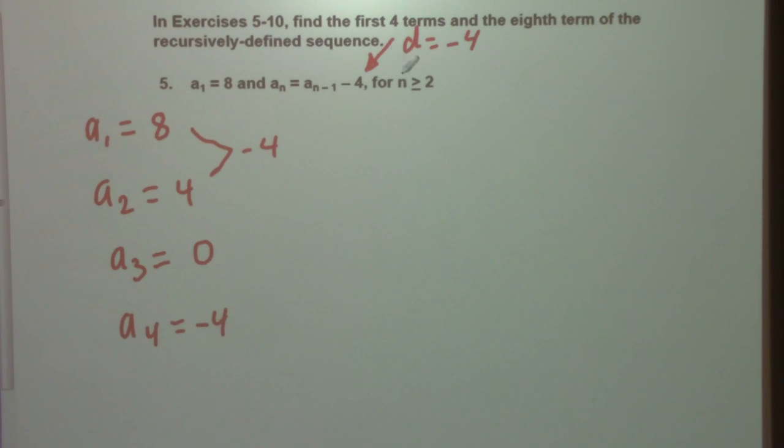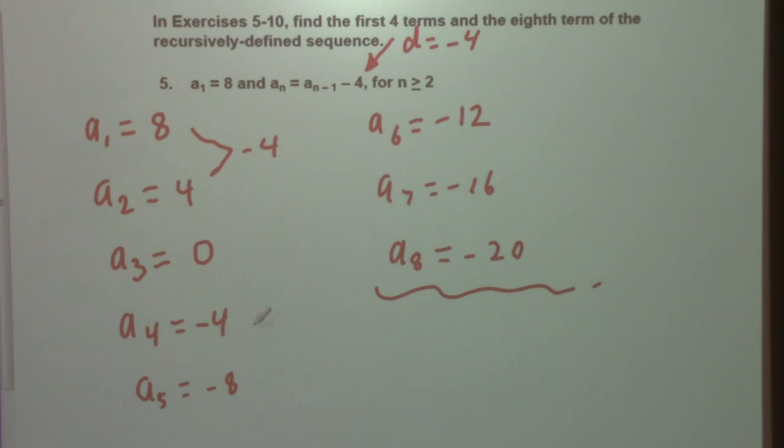Now it says find the 8th term. Well, we could continue in that pattern, right? I'll just do that quickly. A sub 5 is equal to -8. A sub 6 is equal to -12. A sub 7 is equal to -16. And finally, a sub 8 is equal to -20. So this will be our 8th term, and these will be our 1st through 4th terms.